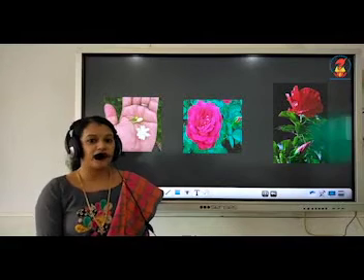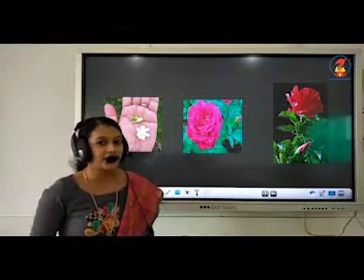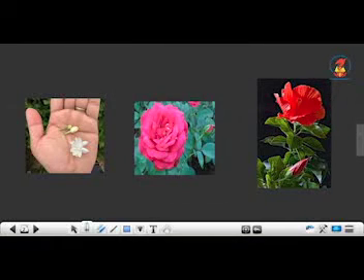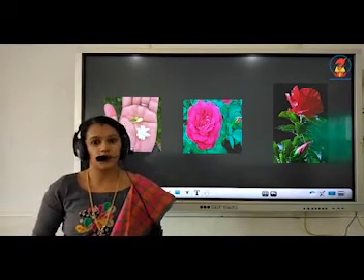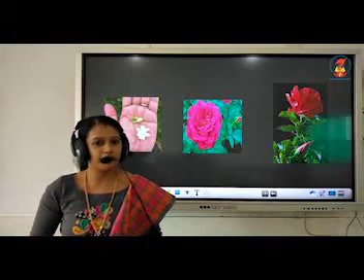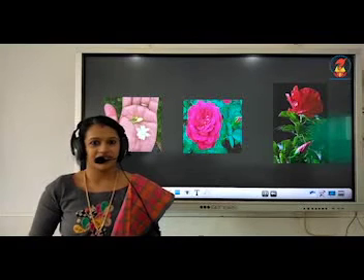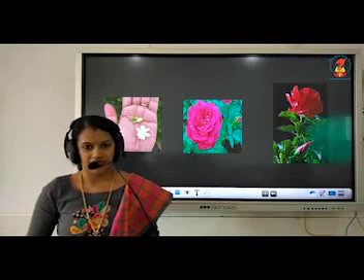So each flower is different from each other. If you look at these pictures, you can find that all these are different from each other. At the same time, their colors are also different from each other. And the very first thing that you will notice on a plant is also the flower of a plant, isn't it? And everyone loves flowers, isn't it? So let us learn about flowers.